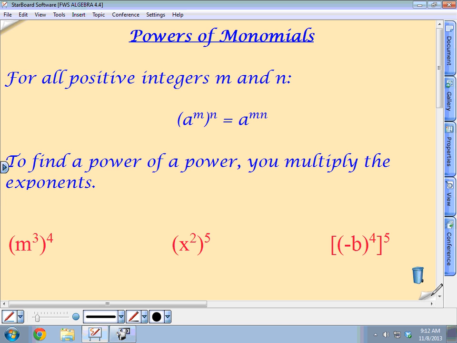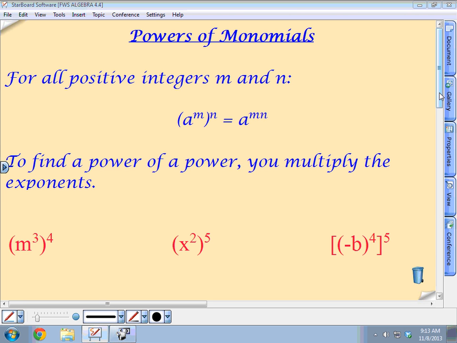Make sure you write this in your notebook, and make sure you all have this out. The first one is powers of monomials. For all positive integers m and n, when you have a power raised to another power, you multiply the exponents. And that's how you find your answer. So if you have a to the m, and you raise that to the nth power, you have a raised to the m times n power. Okay? So to find a power of a power, you multiply the exponents.